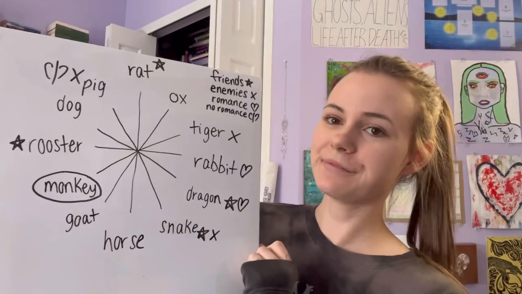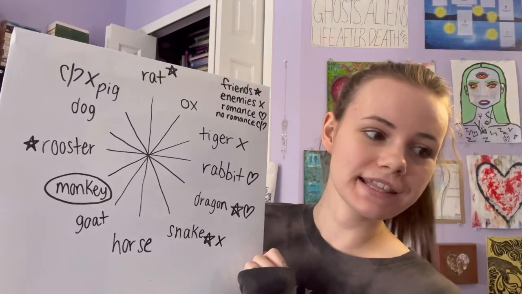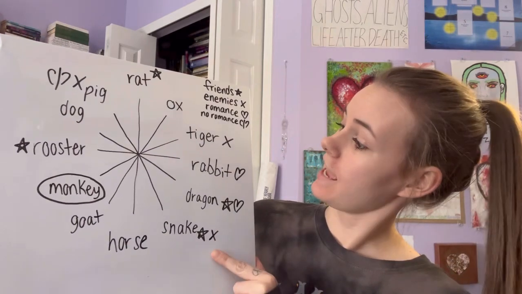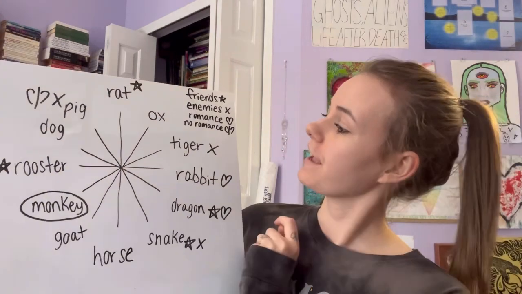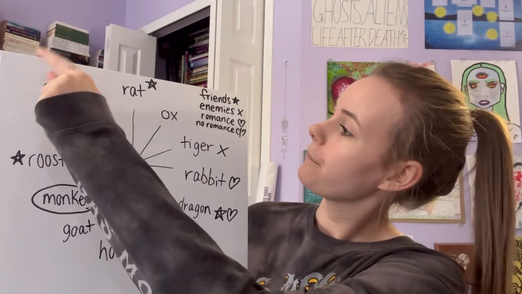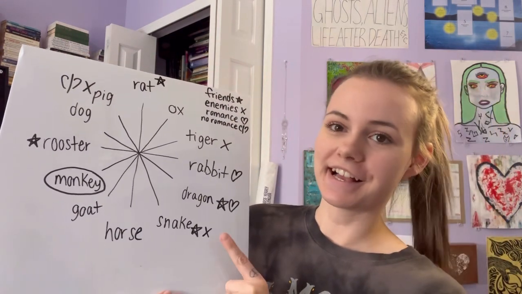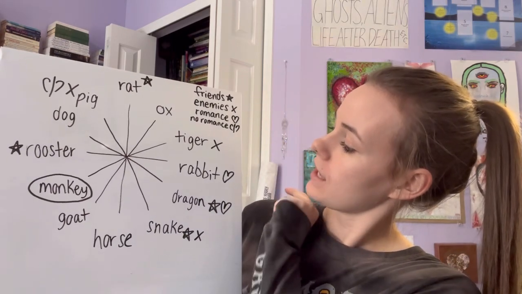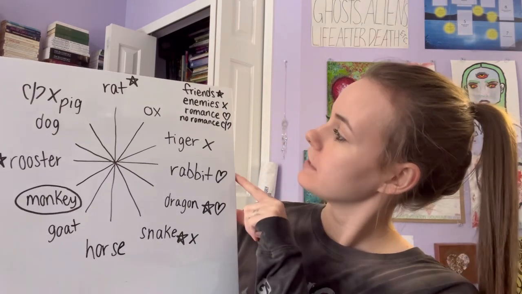tigers. All right, monkeys. Your friends are rat, dragon, snake, rooster. And your enemies are tiger, pig, and snake. It's a love-hate relationship. Possible romance with dragons or rabbits.